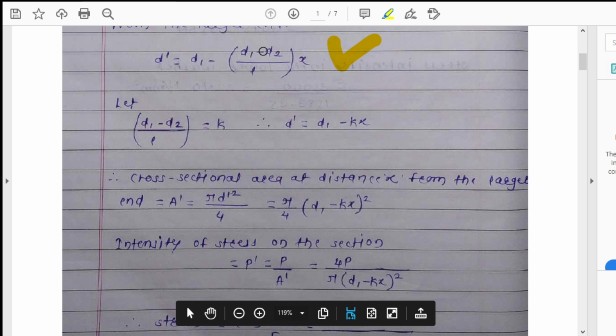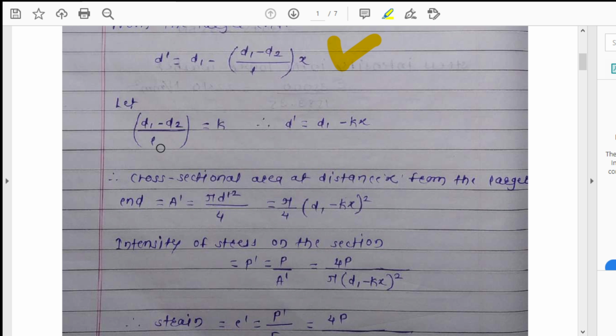Now in this formula we can consider this whole figure as k, that is, (d1 minus d2) upon L equals k. So this formula will become d dash equals d1 minus kx. That means this whole thing gets converted into k. So d dash equals d1 minus k into x.